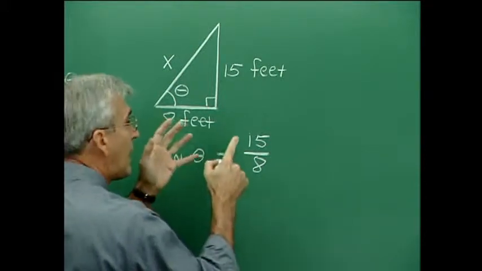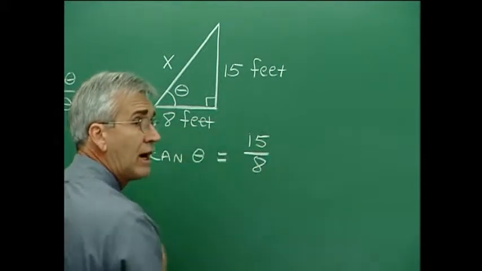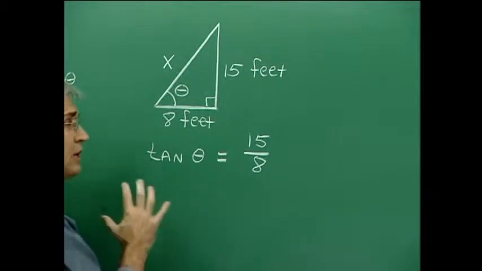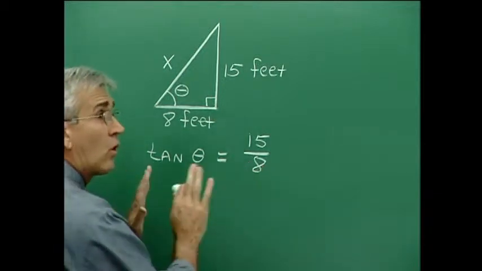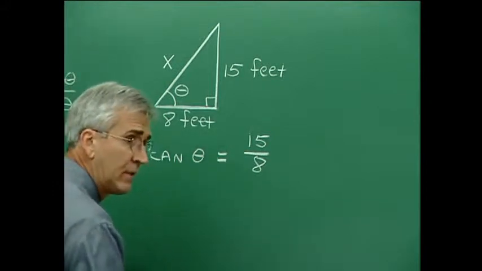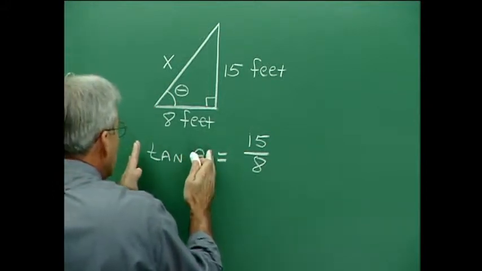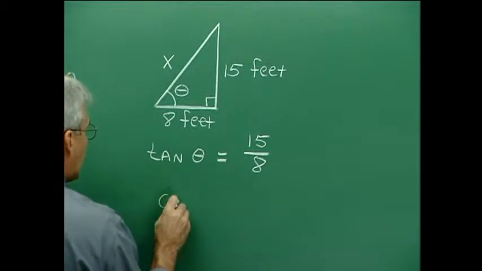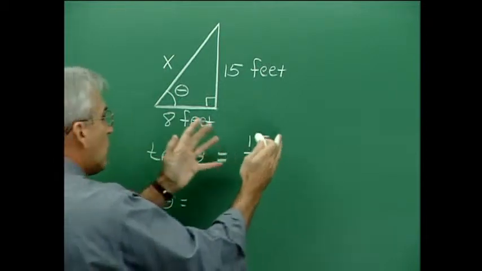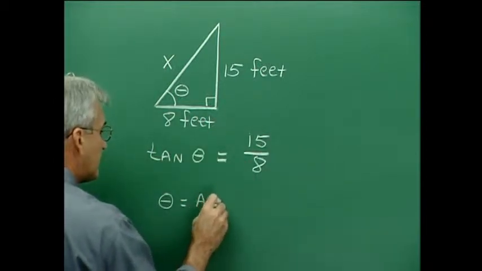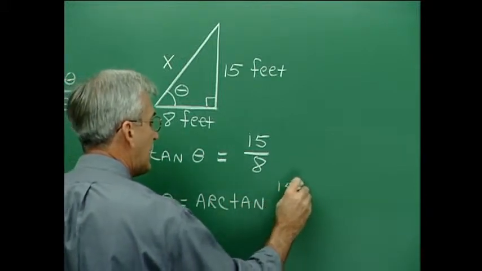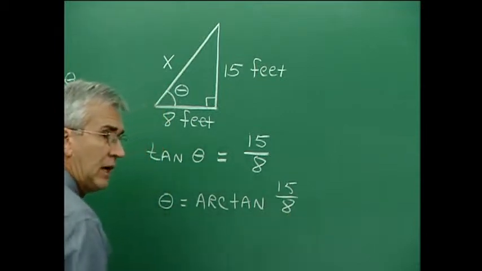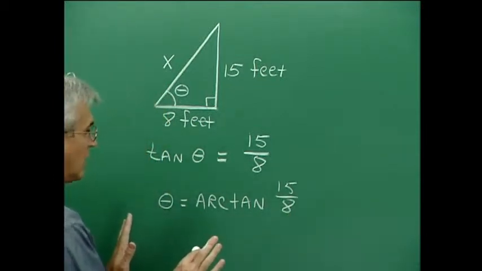And then we'll have to apply that undo tangent operation on the right side as well. Well, there is an undo tangent operation, and it's called the inverse tangent, or arctangent. So undo tangent over here, and we're left with theta. Undo tangent over here means arctangent of 15/8.